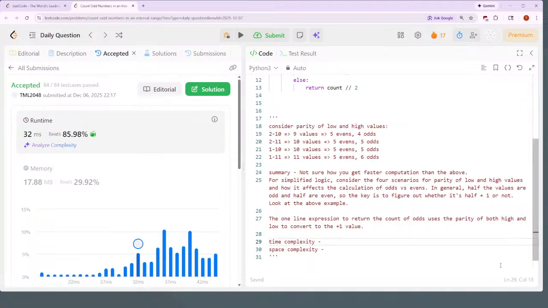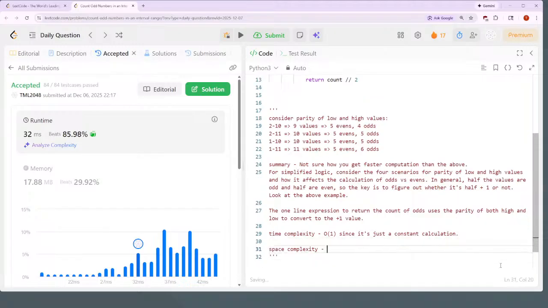Alright, time complexity, this can be O(1) since it's just a constant calculation. And space complexity will be O(1) since no space is needed. If you do it with a for loop, then obviously time complexity would be O(n) if you iterate over the n values in the range. Alright, cool beans.